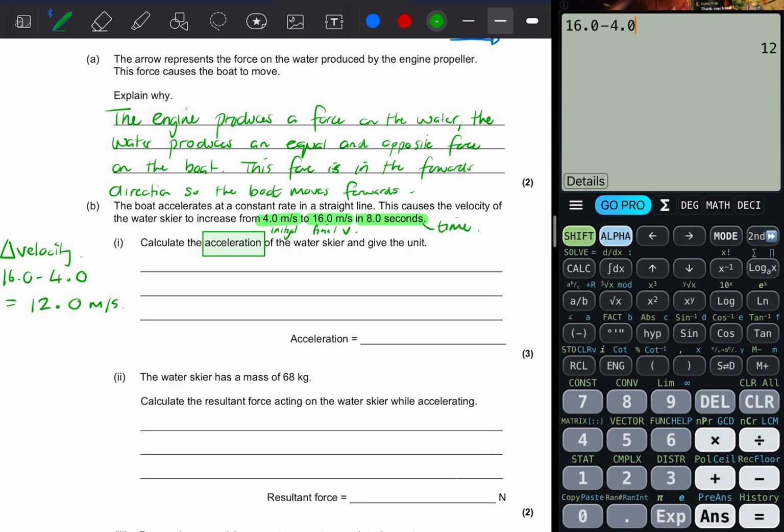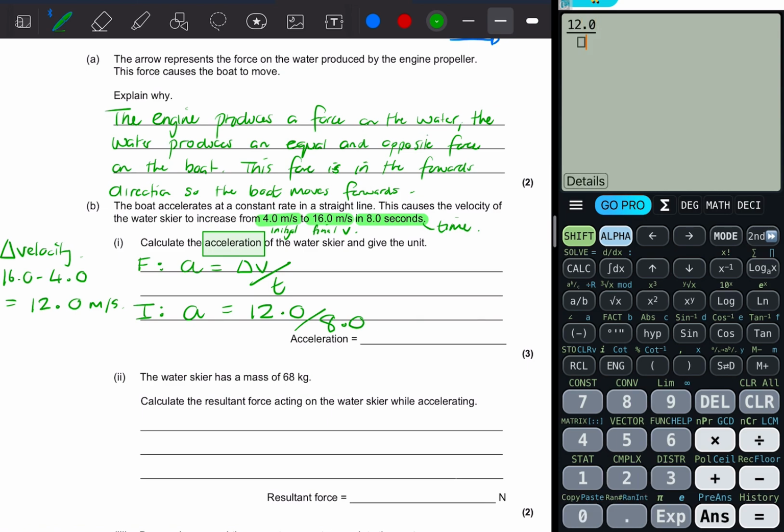So let's use the formula. Acceleration equals change in velocity divided by the time taken. Let's input our values. So acceleration, we don't know. Change in velocity we do, which is 12.0, divided by the time it took, which is 8.0.